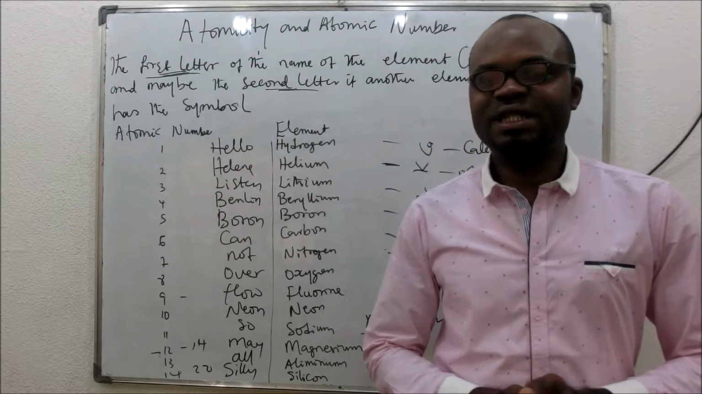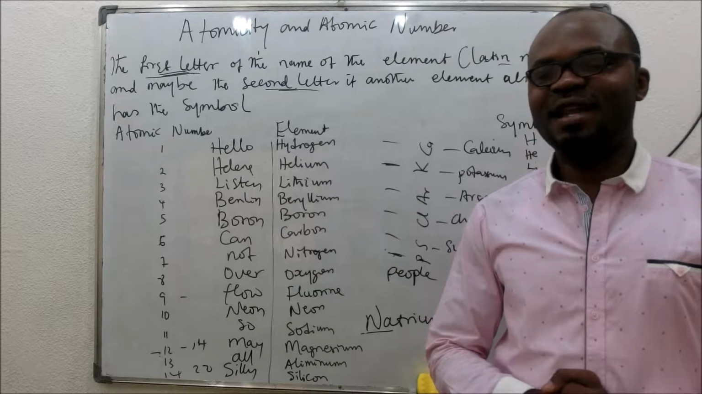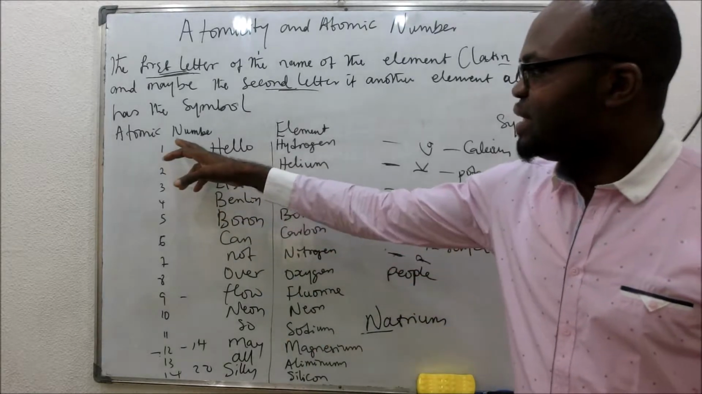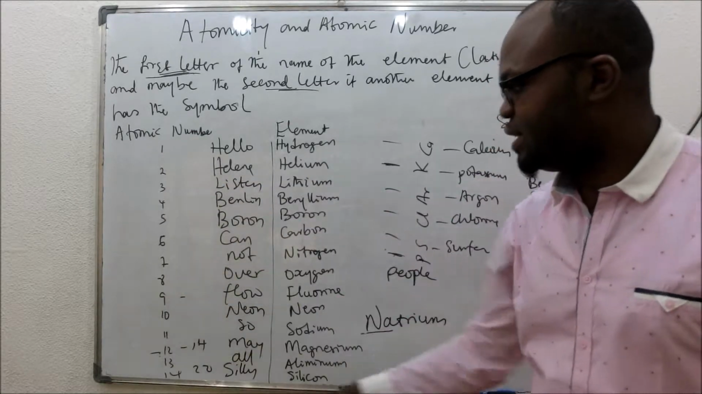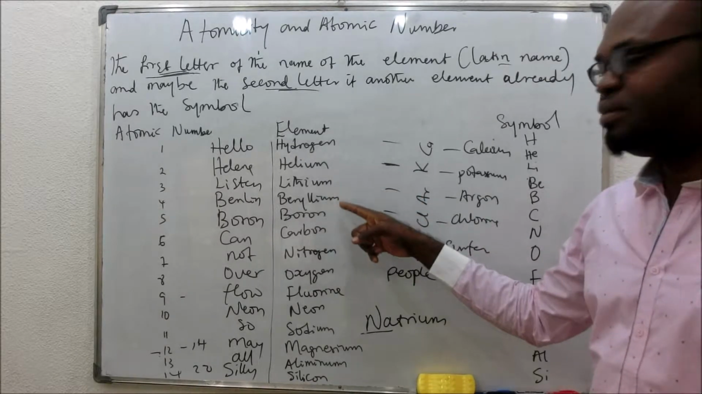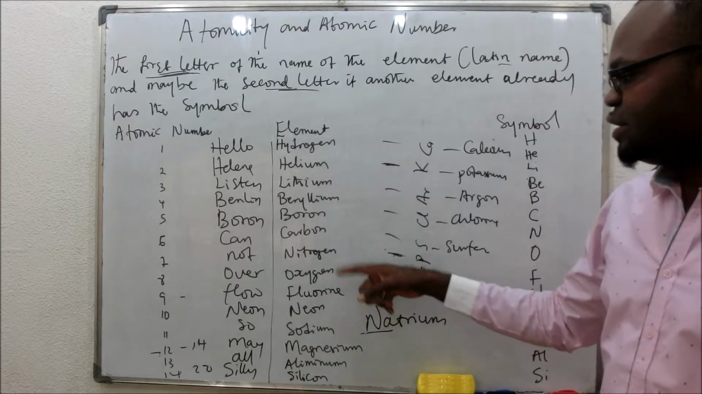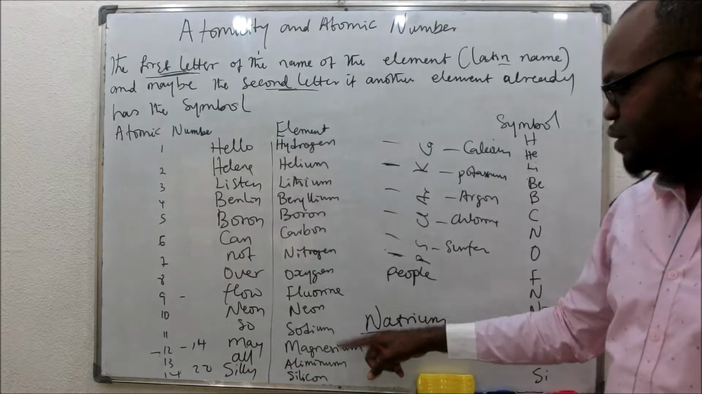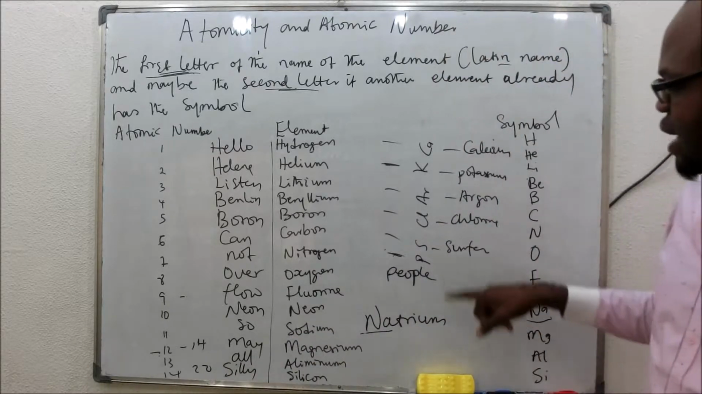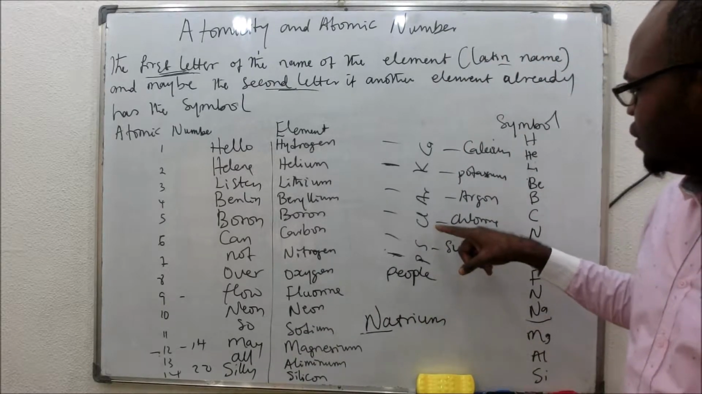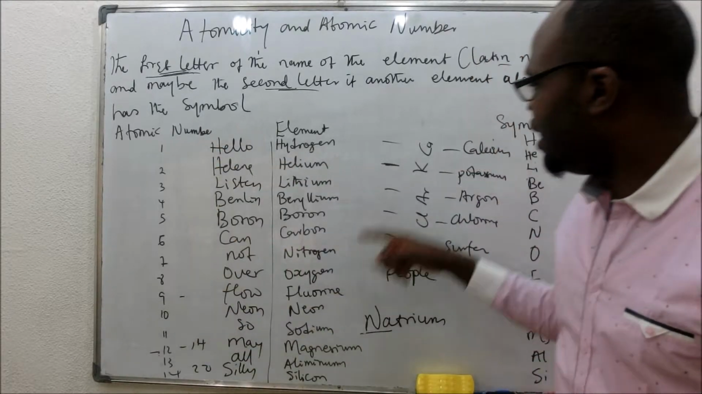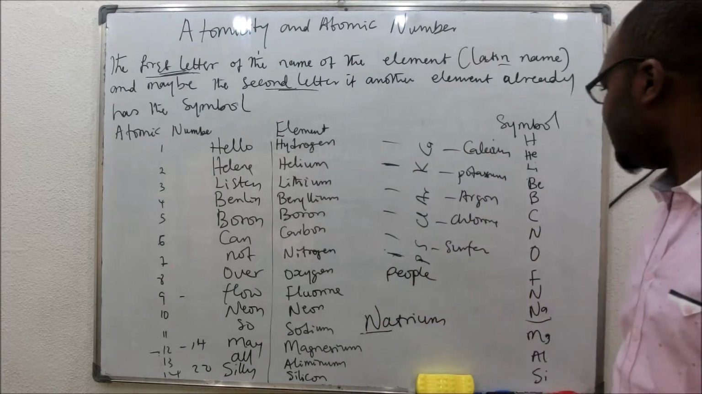Hello, welcome. Let's continue with the first 20 elements and how we can memorize them and be able to use them. So we have the atomic numbers, which is increasing downwards, and we have the elements. We have hydrogen, helium, lithium, beryllium, boron, carbon, nitrogen, oxygen, fluorine, neon, sodium, magnesium, aluminum, silicon with atomic number 14. Then we have phosphorus, sulfur, chlorine, argon, potassium, and calcium. So from 1 down to 20, I continued from here because of the space.